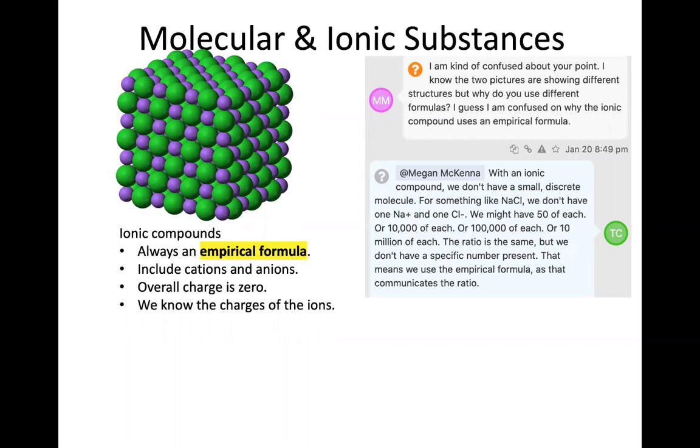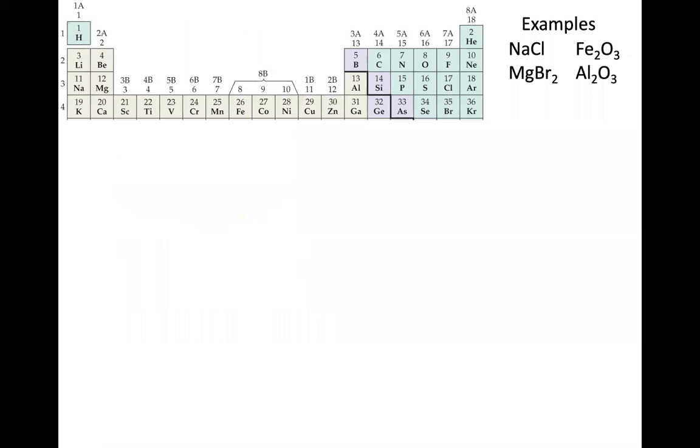It might be 50 of each, or 1,000 of each, or 10,000 of each, or 100,000, or 10 million. And 10 million, it turns out, is not far-fetched because our atoms are so small. In all of the cases, though, the ratio is the same. We don't have a specific number present. So because we don't have a specific number, we can only talk about the ratio, and that's what the empirical formula communicates. And this will be true whenever we have ionic compounds. It's always going to be the empirical formula that communicates what the ratio is, the simplest whole number ratio.